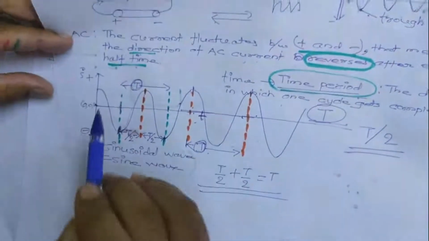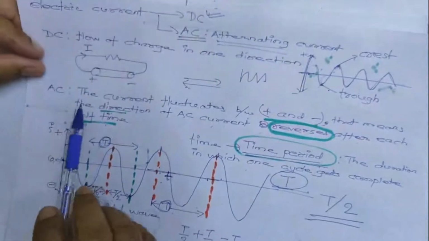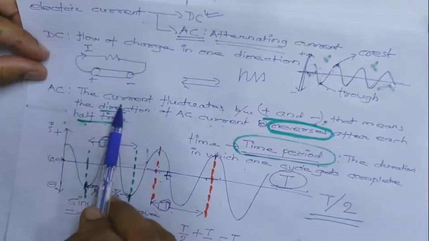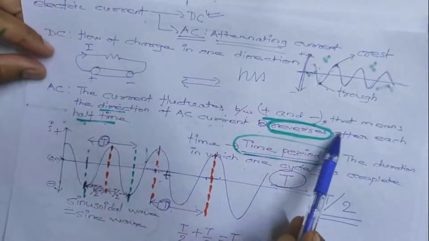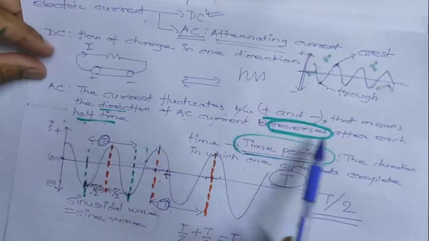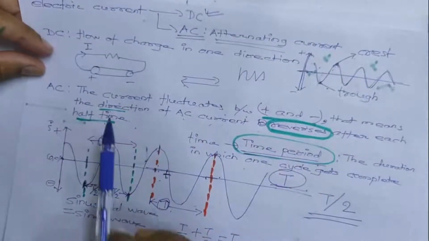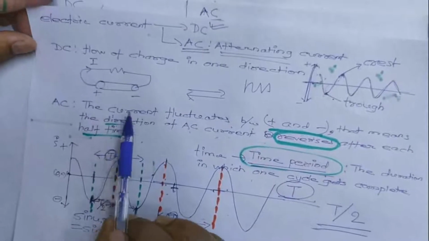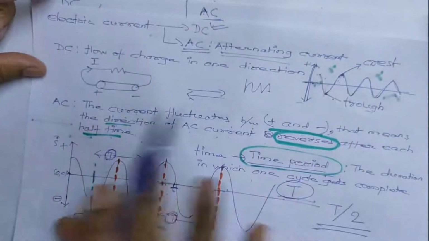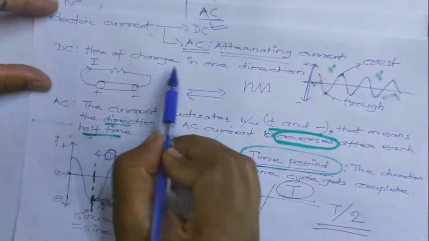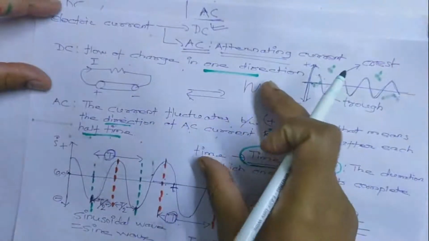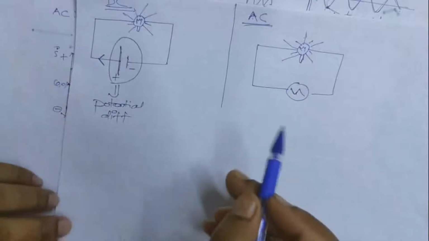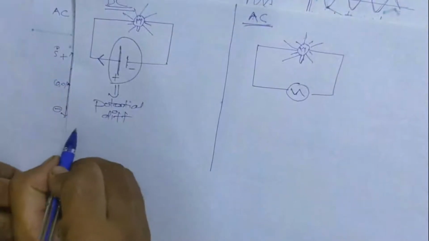So I repeat, let us take a quick recap around AC current. The current fluctuates between plus and minus. That means the direction of AC current reverses after each half time. And how about the DC current? The direction doesn't fluctuate. Flow of charge in one direction. So that is one of the biggest differences between DC and AC current. So let us write down the difference between DC and AC current. What are the differences? What can you say?